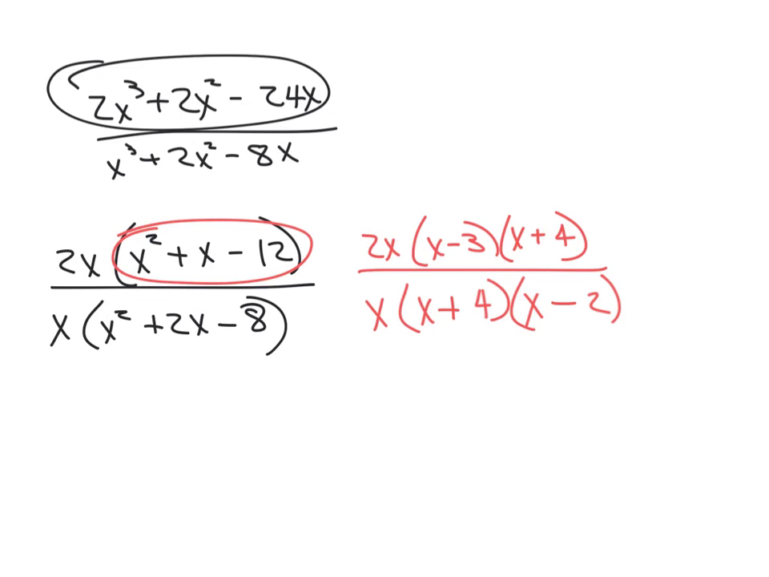And now I can start canceling. I can cancel that x with that x, that with that, and I end up with 2 times x minus 3 on the top and an x minus 2 on the bottom. And I'm done. Okay, let's continue with the next video with example 6.